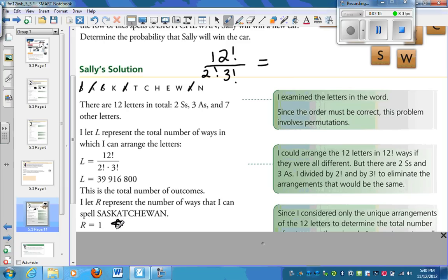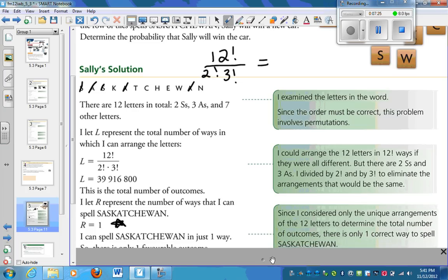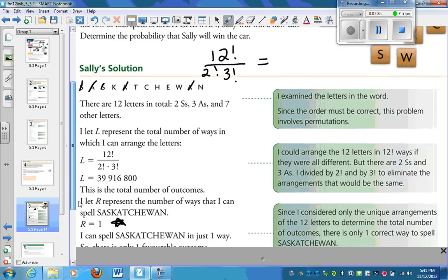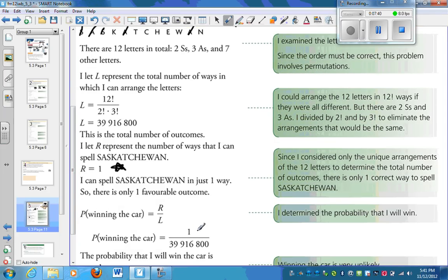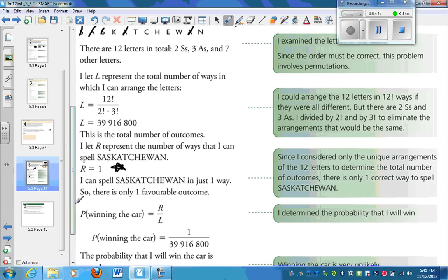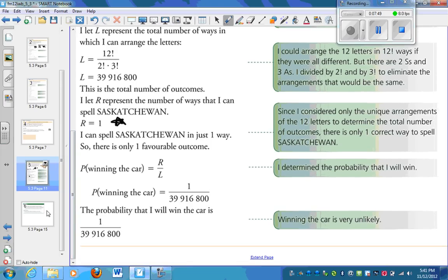So how many ways can you spell Saskatchewan? Just one. And this is unique because some people say, well, no, there's one way, but then there's 2 S's and there's those 3 A's, so there's actually a bunch of ways. No, and the reason for that is we only considered the unique arrangements here. So of those unique arrangements where we didn't double count, only one of them spells Saskatchewan. So actually the probability that this person's going to get a car is 1 over 39 million. Okay, super rare probabilities. So winning the car is very unlikely.